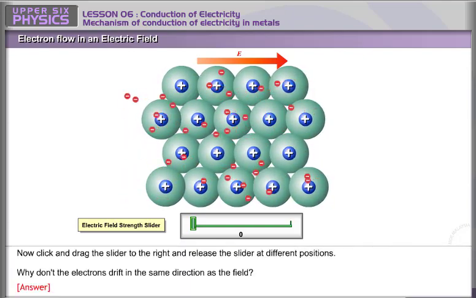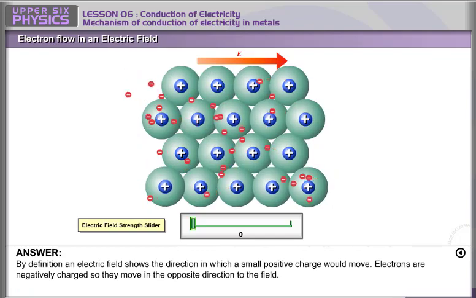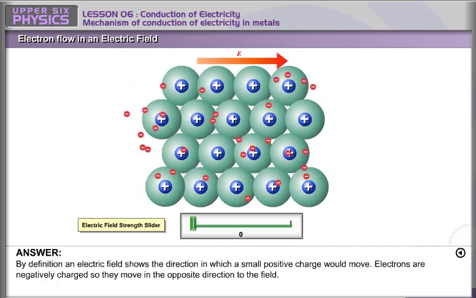Now click and drag the slider to the right and release the slider at different positions. Why don't the electrons drift in the same direction as the field? Answer: by definition, an electric field shows the direction in which a small positive charge would move. Electrons are negatively charged, so they move in the opposite direction to the field.